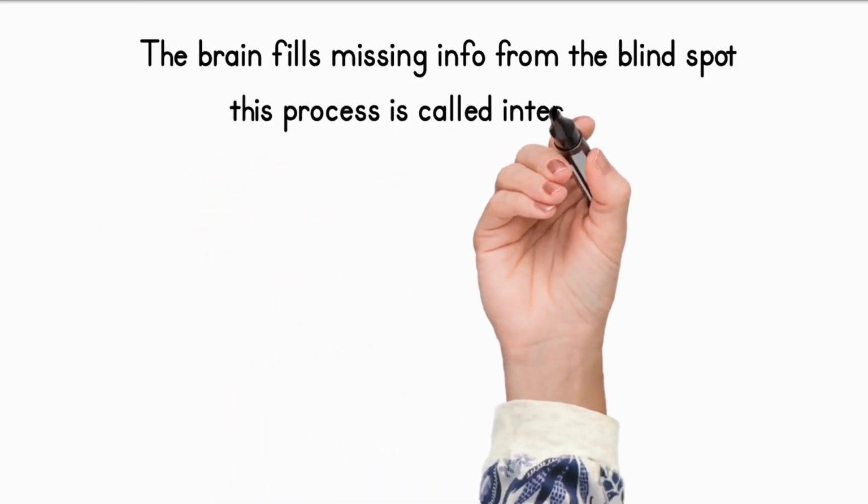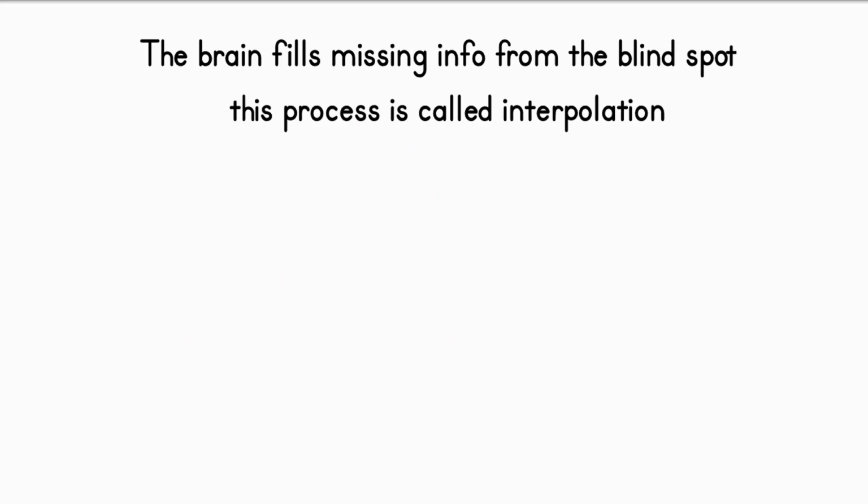Our brain is incredibly clever. It fills in the missing information from the blind spot using the surrounding visual information. This process is known as interpolation. To demonstrate how interpolation works, let's perform a simple experiment.